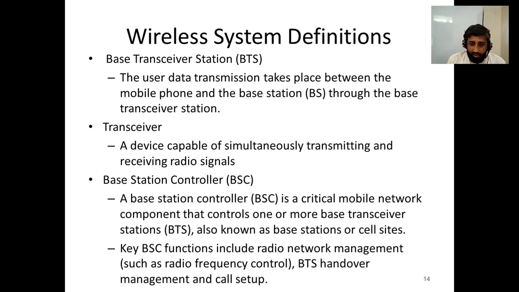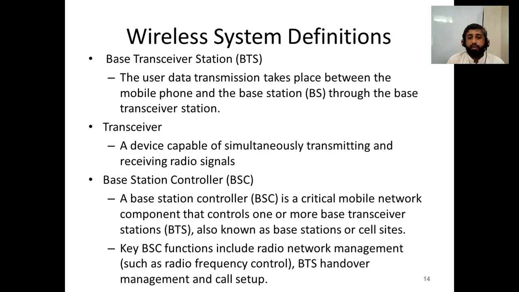Base station controller. What is a base station controller? A base station controller is a critical mobile network component. It provides a controlling function for the BTS. It is not necessary that each BTS has a dedicated base station controller. Sometimes one base station controller controls the function of more than one BTS, or as we call them, cell sites.